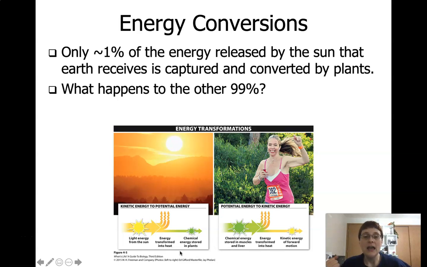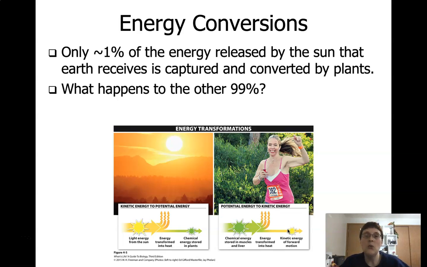All right. And the same thing happens when we eat. All right. You can see here. So we actually take that chemical energy and we store it, but then when we go to use it, we're going to turn a lot of it into heat, and only a little bit of it is going to get turned into the actual kinetic energy to move us.